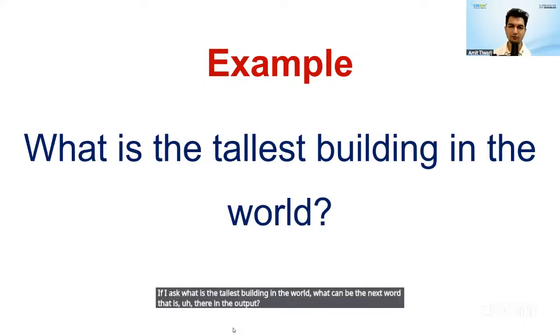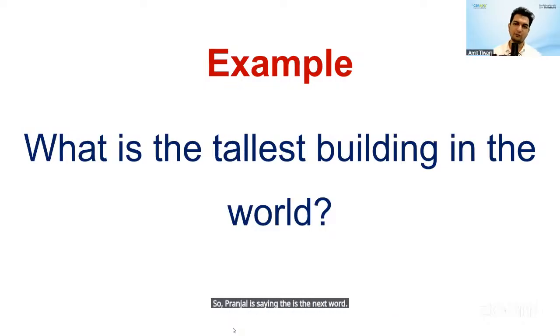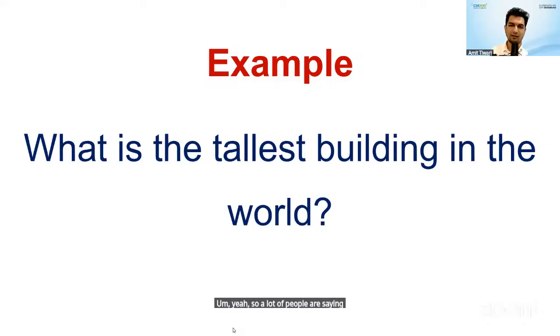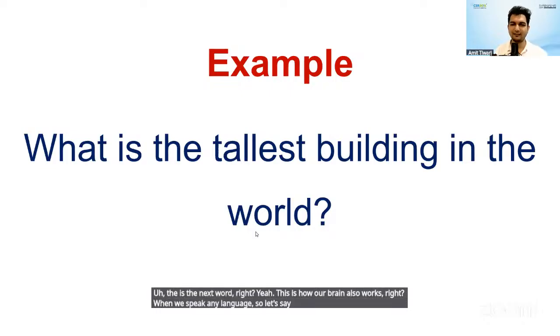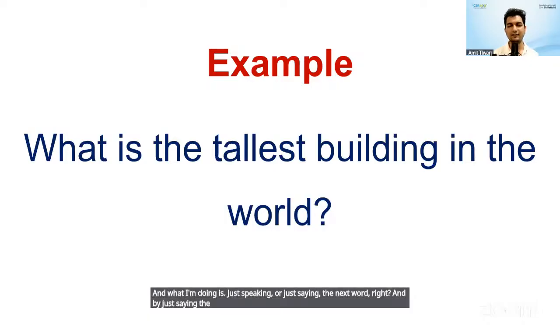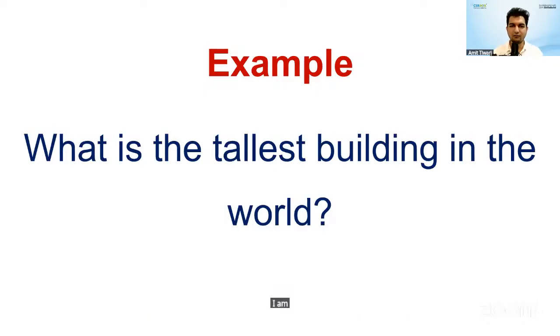So Pranjal is saying "the" is the next word. Jill is saying Dubai. Dubai is not the tallest building in the world. The tallest building in the world is Burj Khalifa actually. But a lot of people are saying "the" or "tallest". Someone is saying "the" is the next word, right? Yes, this is how our brain also works. When we speak any language, let's say I'm speaking English right now, what I'm doing is just saying the next word, right? And by just saying the next word in this sequence, I am speaking the whole text. And this gist, or this intuition, is what we use in large language models.